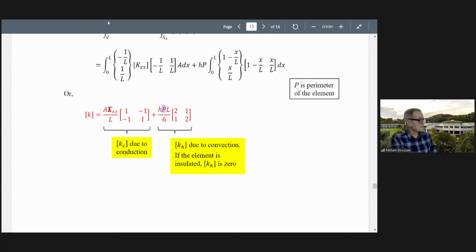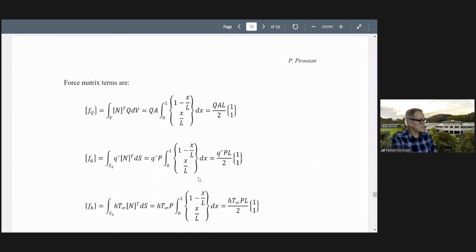This is the contribution of conduction. As you see here, there is K here, the contribution of conduction. This one is the contribution of convection. This one is shown by K sub C. This one is shown by K sub H. If the element is insulated from the outside, then it is 0.